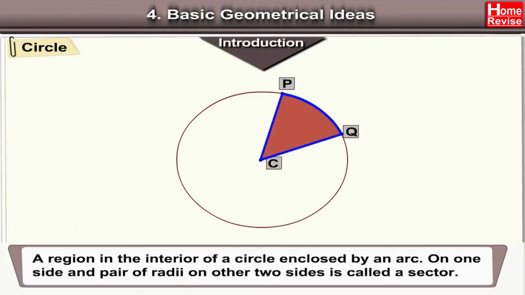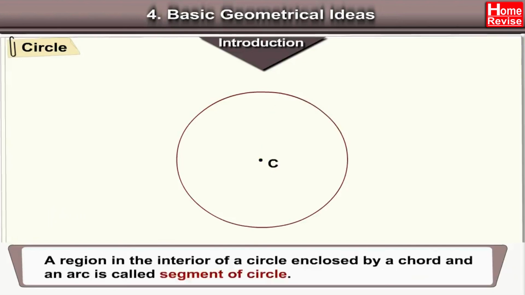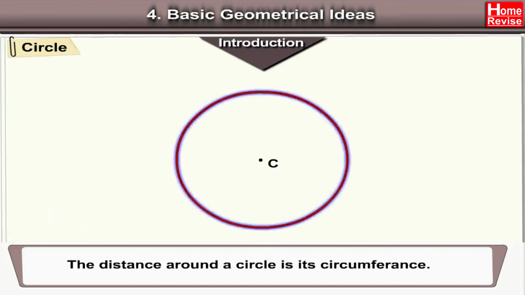A region in the interior of a circle enclosed by an arc on one side and a pair of radii on the other 2 sides is called a sector. A region in the interior of a circle enclosed by a chord and an arc is called the segment of the circle. The distance around a circle is its circumference.